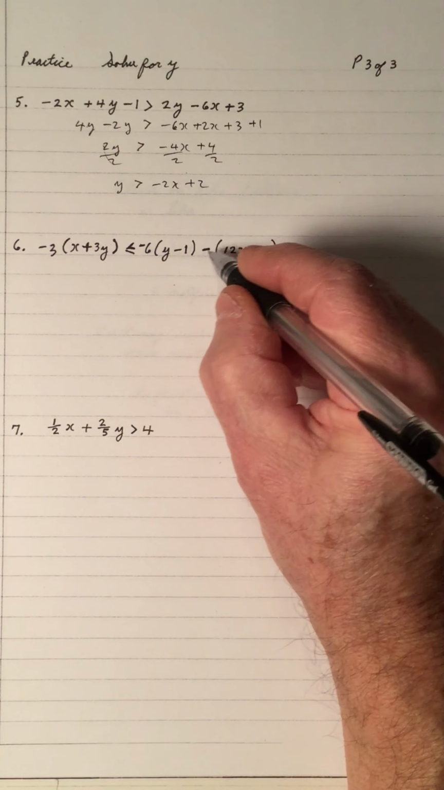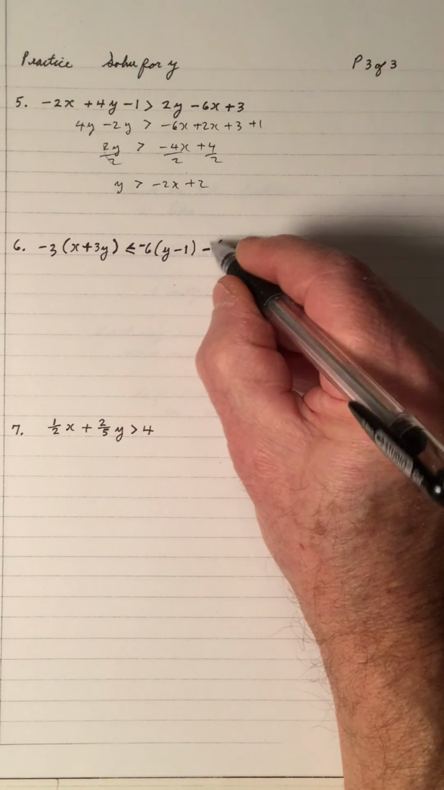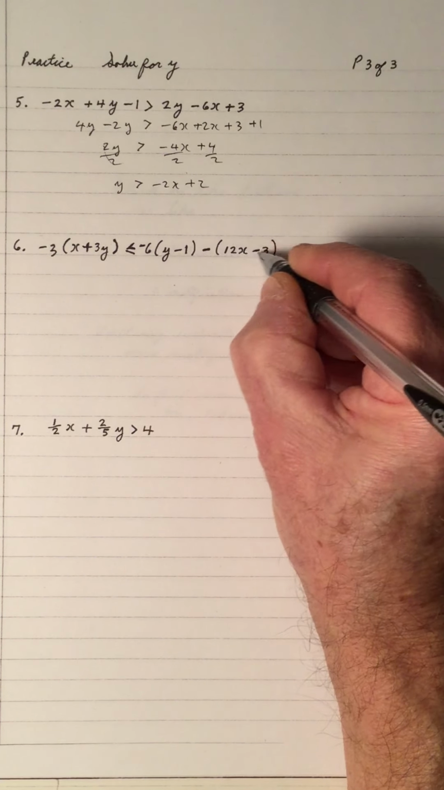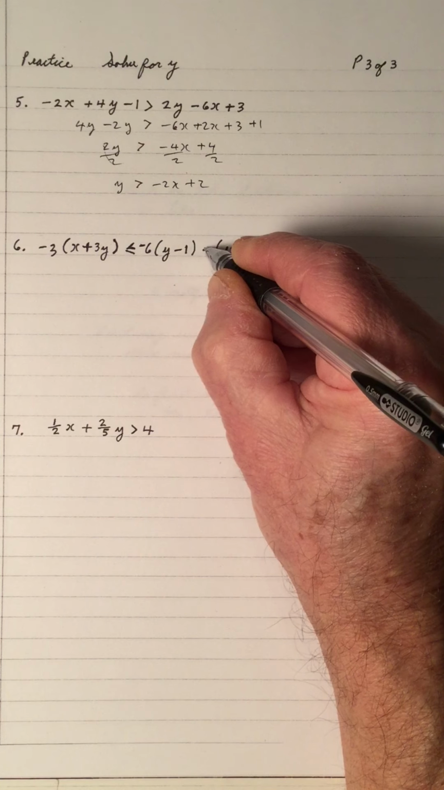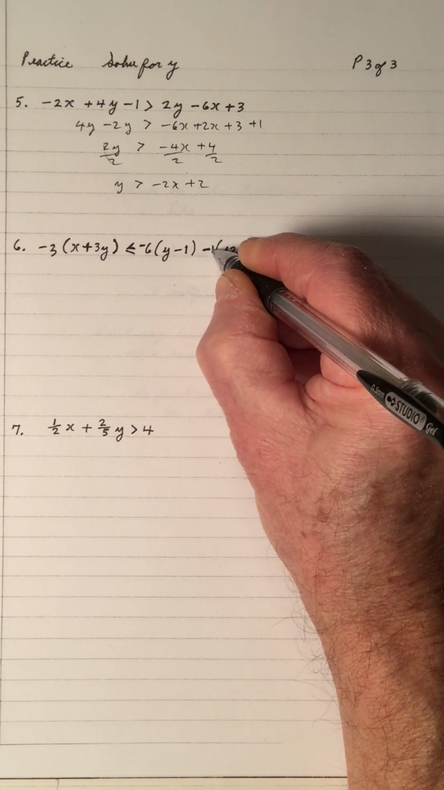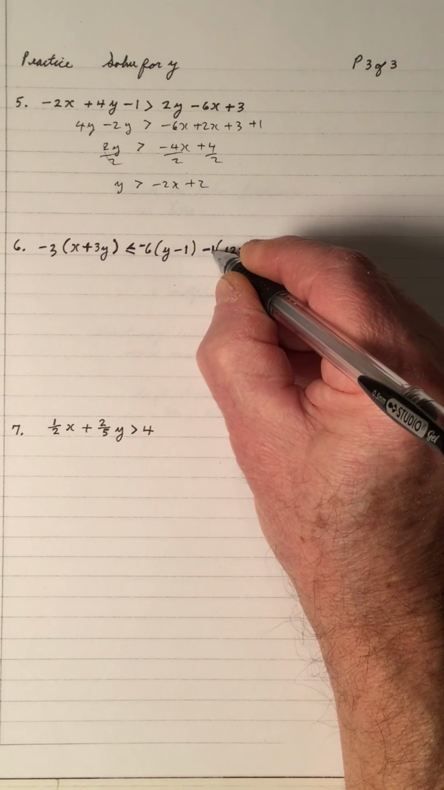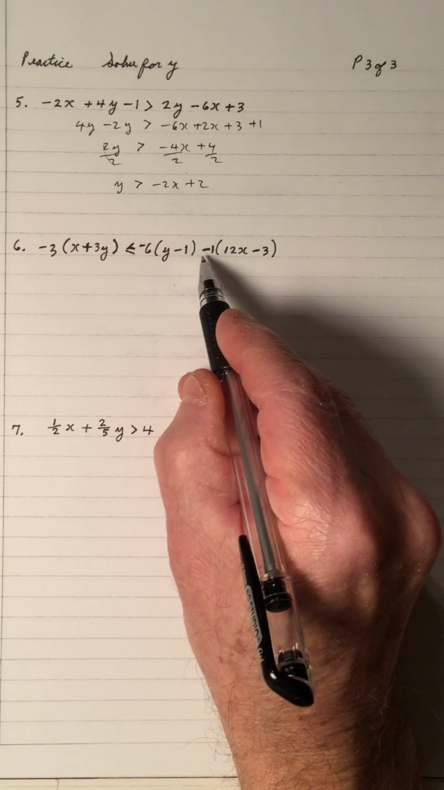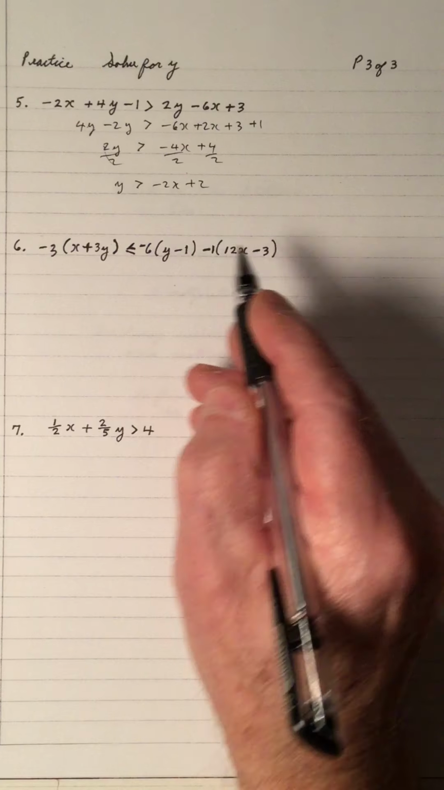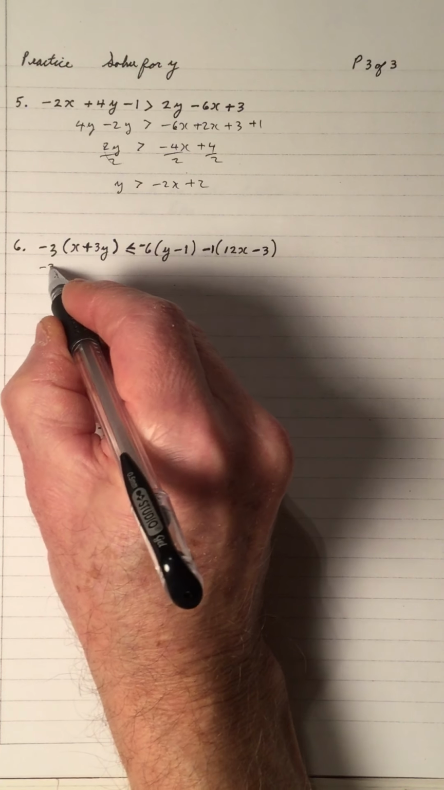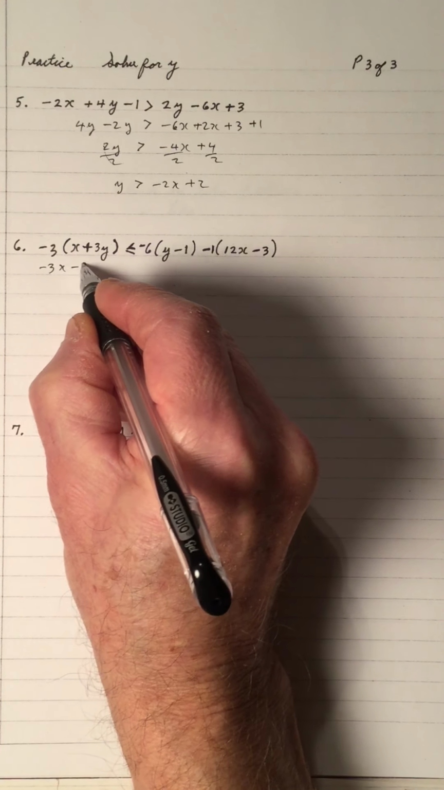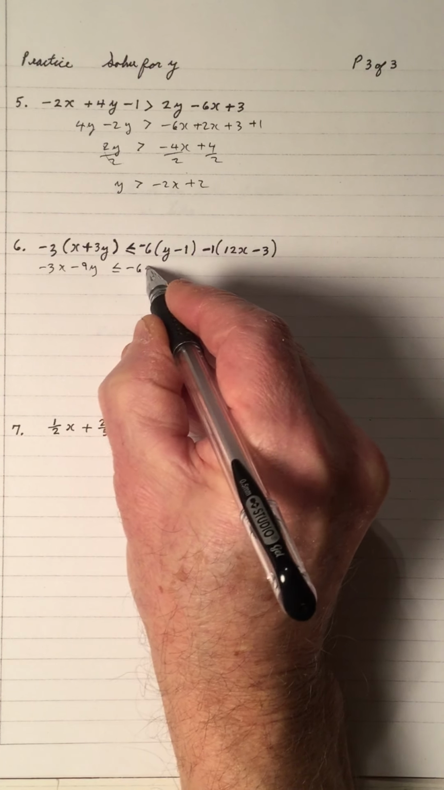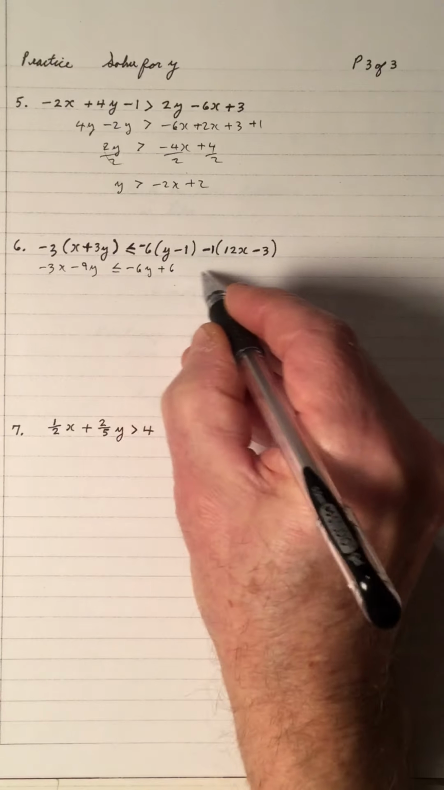Oh, we have a subtraction. So really, if I want, I can add on the opposite. But think about this. That's subtracting this binomial. So I'm going to put a 1 there, and then that subtract this bracket becomes negative 1 times that bracket. So now you can go negative 3x minus 9y less than or equal to negative 6y plus 6.